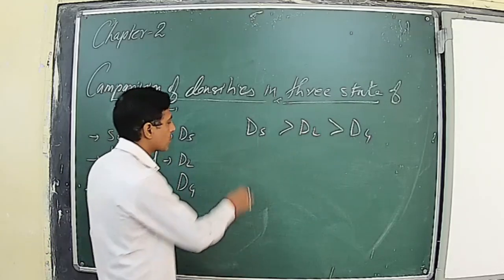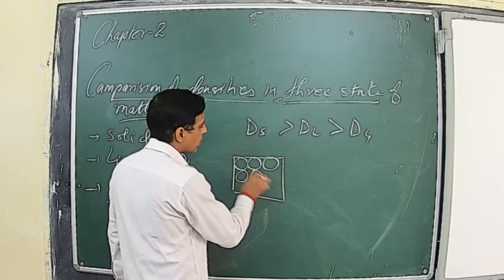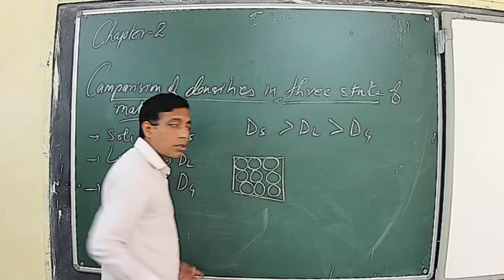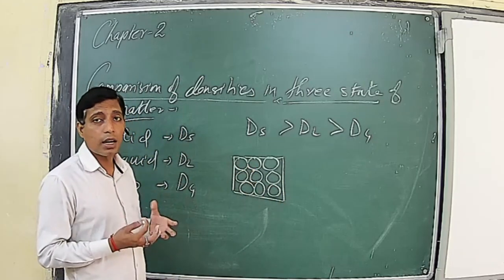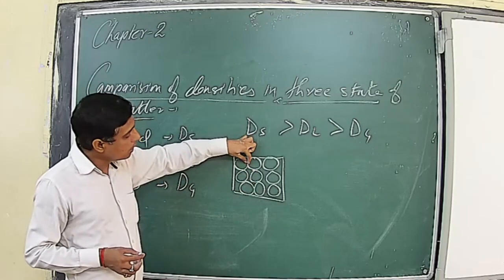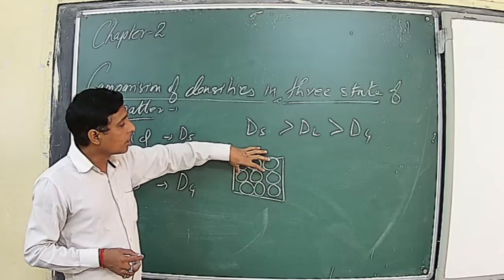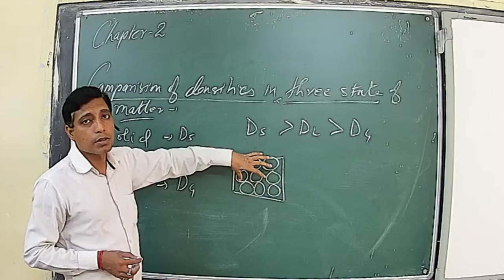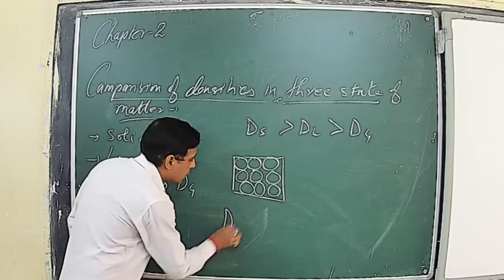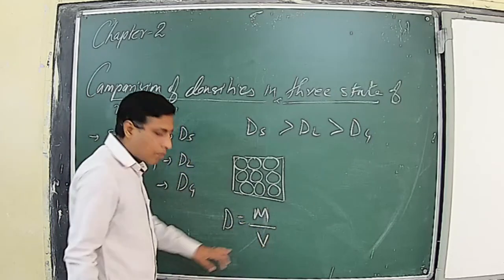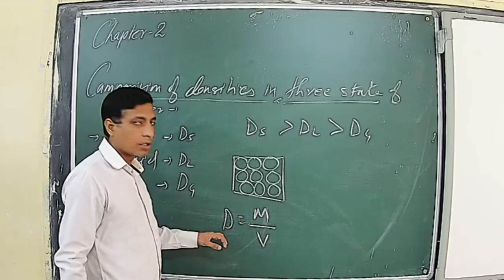The reason is very simple. In solid, suppose these are representing the molecules, we know that in solid the molecules are compactly packed and the intermolecular force of attraction acting between them is very large. So as a result, the intermolecular spacing between them is very less. So for a given volume, the mass of solid is very large. They can hold a large number of molecules in a given volume. We know that density is mass upon volume. Now for a given volume, more is the number of molecules, more will be the mass. So more is the ratio, more is the density.